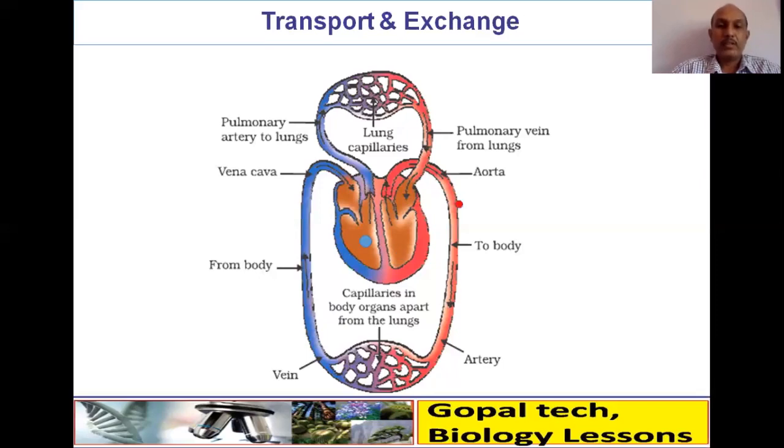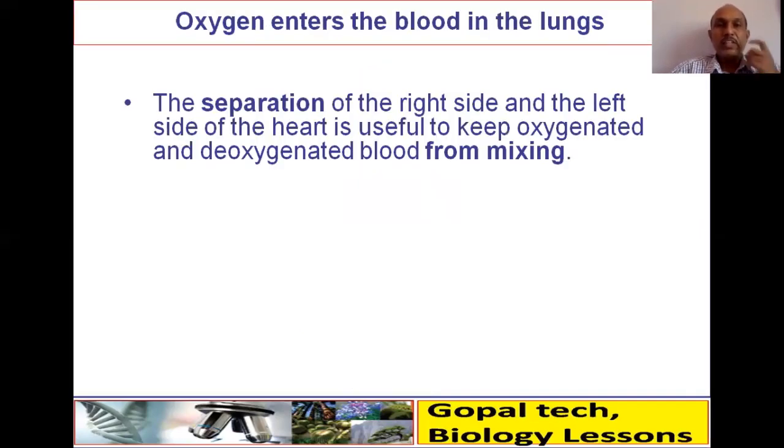See that, एक साइकिल हो गया. ओके, और ऐसा दूसरा साइकिल ये. सो ऊपर वाला पल्मनरी सर्कुलेशन और जो नीचे वाला था वो सिस्टमिक सर्कुलेशन. Oxygen enters the blood in the lungs. So the separation of the right side and the left side of the heart is useful to keep oxygenated blood and deoxygenated blood from mixing. Mix होने नहीं देता है.